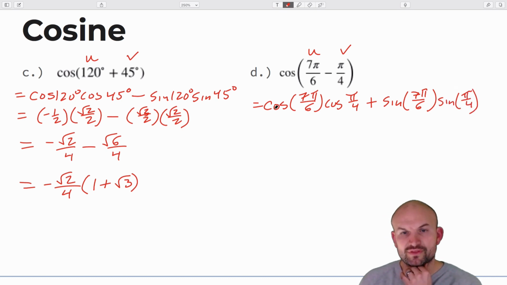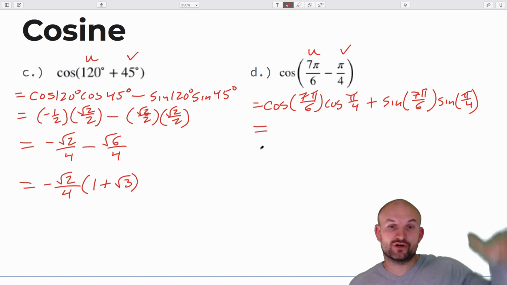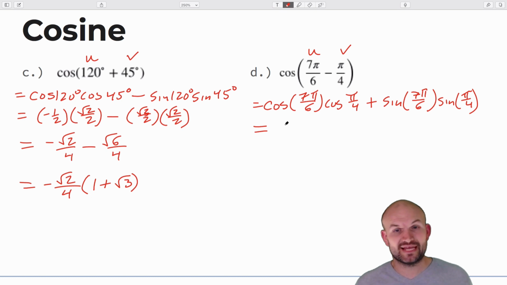Okay, so the cosine of 7 pi over 6, notice here, is in the third quadrant. So again, that's going to be negative. That's a negative square root of 3 over 2. The cosine of pi over 4 is going to be positive, so that's square root of 2 over 2.